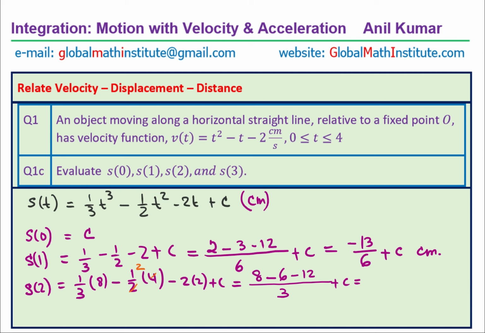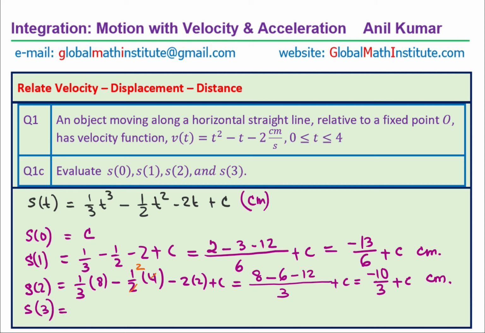So that gives you minus 10 over 3 plus c in centimeters. Is that clear to you? So we got the value of s of 0, 1, and 2.